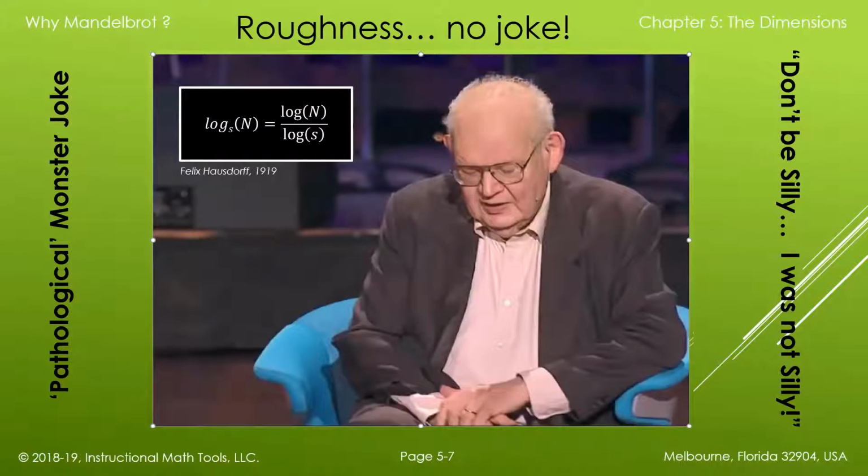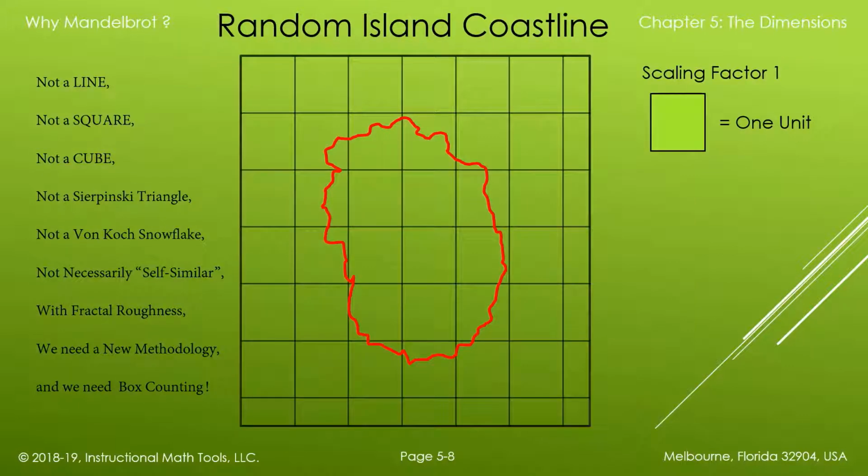Mandelbrot needed a formula for roughness because he was dealing with monsters. He wasn't dealing with the classic graphic figures. And when he chose Hausdorff's equation, everybody laughed. They thought that was funny. And he said, no, it's no joke. That's the formula that I'm going to use, because he was dealing with things like coastlines and fractal shapes.